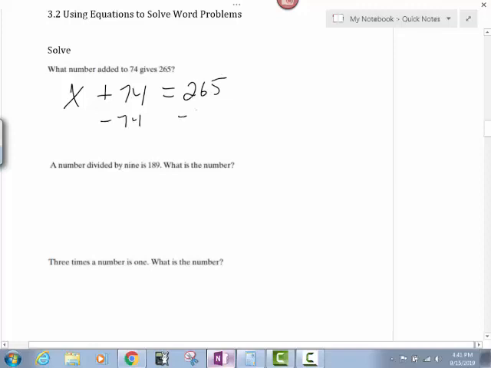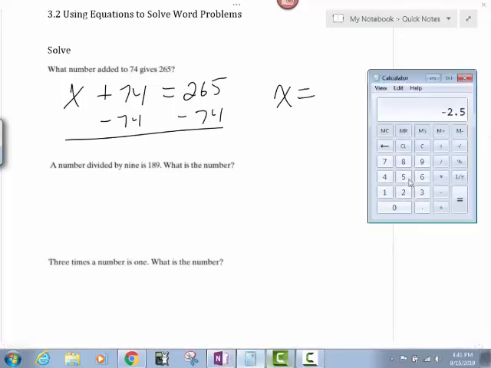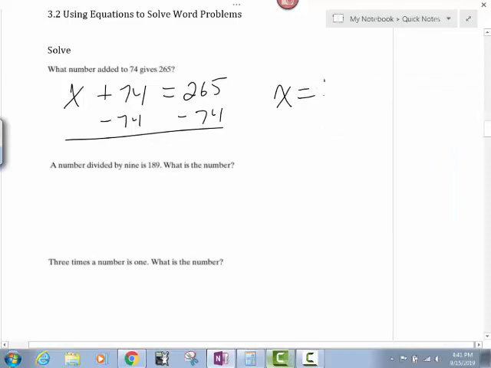So all I need to do is subtract 74 from both sides. If I grab my calculator and I say, okay, what is 265 minus 74, I end up with 191. Okay, there's our first word problem. So the first ones here, guys, are going to be very straightforward. We call them number problems. We'll get into something a little more complex, right? Look at the next one here.